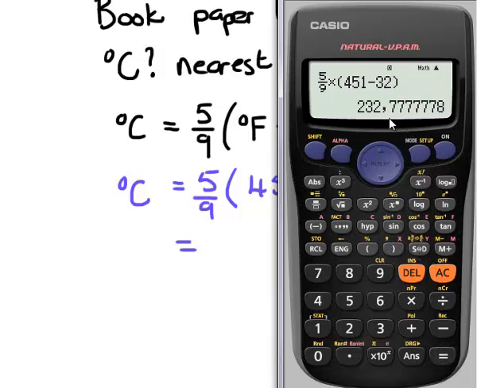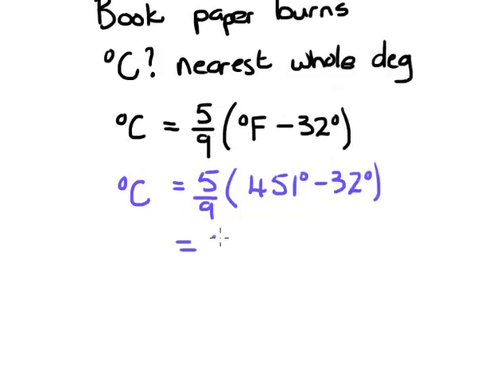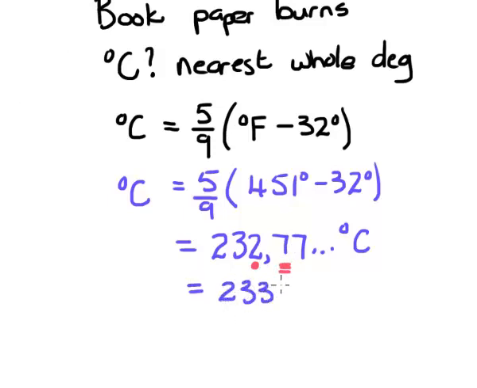Okay, 232,77 recurring. And they told us to go and round this off to the nearest whole degree. Okay, so in other words, we're rounding off to this position over here. So we look at this one. This 7 says take that one and make it one higher. So our final answer is going to be 233 degrees Celsius.